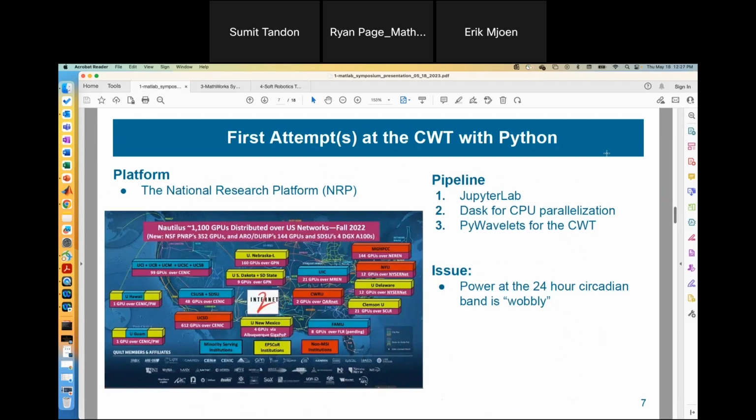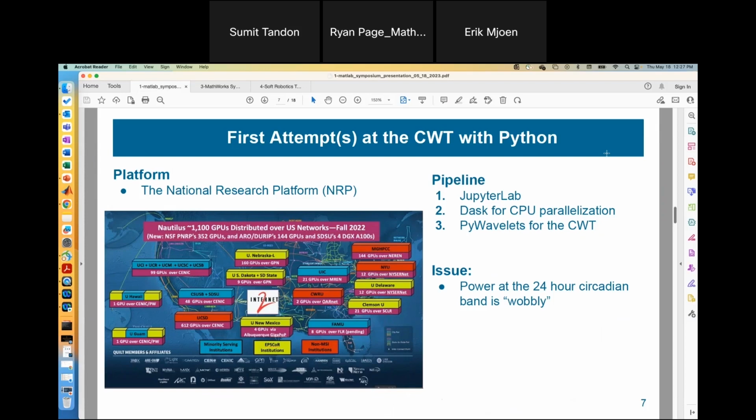So now that we've established some background on our infrastructure, data, and the CWT, let me get into our actual pipeline and first attempt at trying to apply the CWT to our large-scale physiological data using Python. Like I said before, we're on the NRP. We're using JupyterLab, primarily Python notebooks, for pretty much all of our lab-wide coding. And I'm using Dask for parallel computing of the CWT across individuals. And I'm using an often recommended CWT package, PyWavelets.